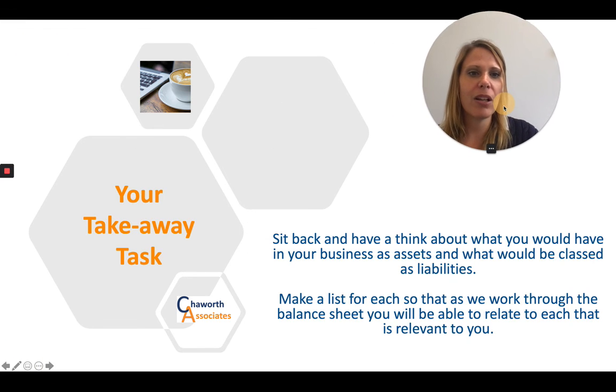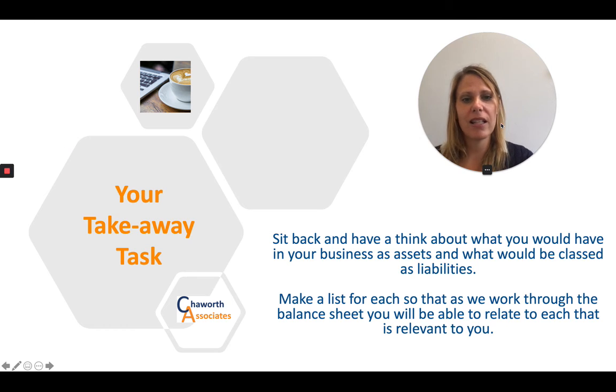So your takeaway task for today is to sit back and have a think about what you would have in your business that would be classed as an asset. Remember, a good resource for future benefit. And what would be classed as a liability, i.e. a contingency or an obligation you have to pay for in a future period. Okay, make a list of each. It doesn't have to be long-winded. If you need some inspiration, have a Google and see what you can find.